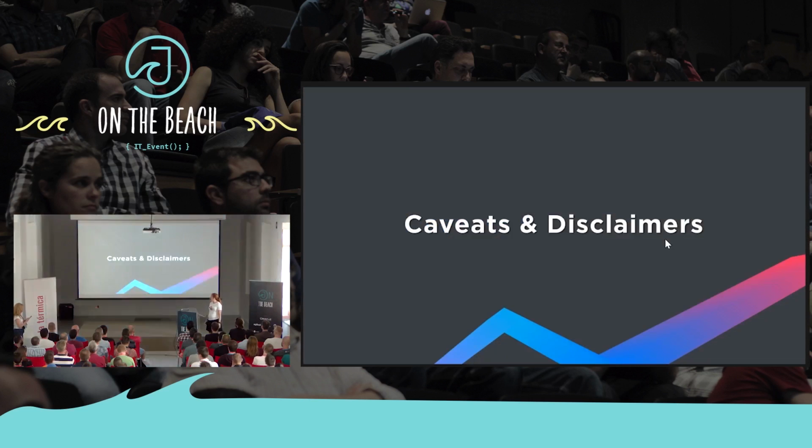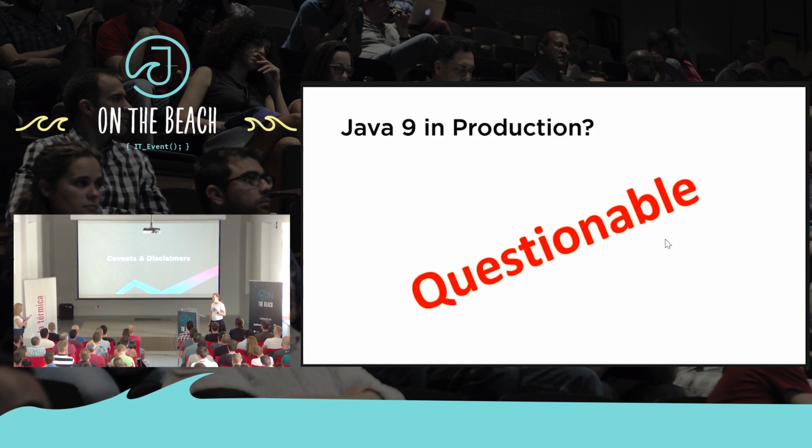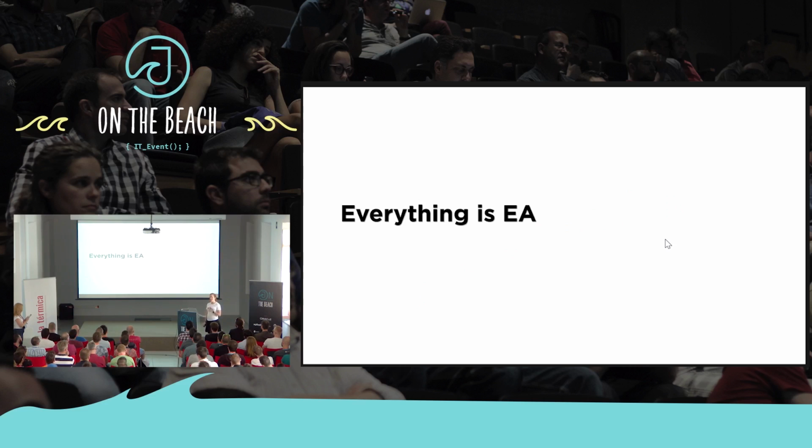First off, to set the expectations suitably low, some caveats and disclaimers. Don't use Java 9 in production yet. Please don't. It's not out yet. We are still at the early access release phase. It's supposed to be coming out in July. We'll see. July seems awfully close right now, and I don't think Jigsaw's ready yet.